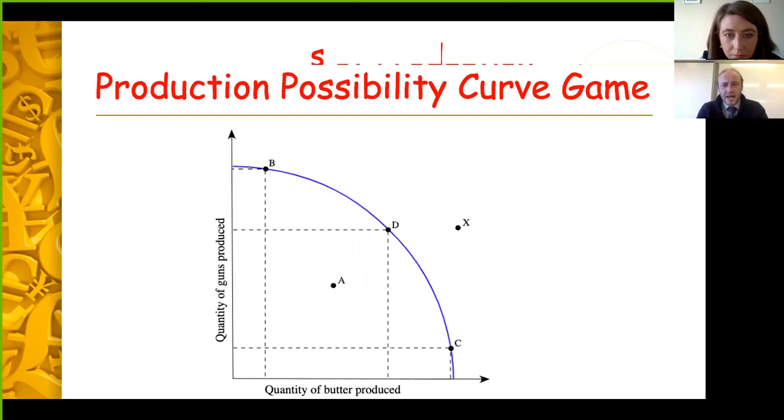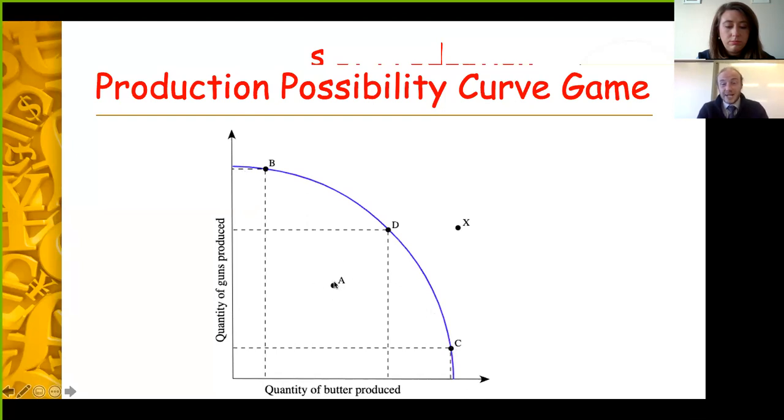Okay, in our fake little economy here, you're producing two goods, guns and butter. If the country's operating here, they are only making guns and making zero butter. And at this point here, they're making only butter and zero guns. But in reality, they're probably going to make a combination of each. So assuming that they're employing all the resources in the country, they're going to be operating along this blue line here. So for example, at the point B, they're producing lots of guns and not much butter. At the point D, they're producing roughly half and half of each. And at the point C, they're producing lots of butter and not many guns.